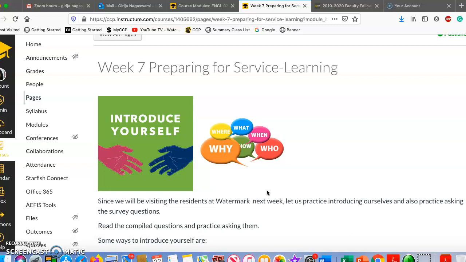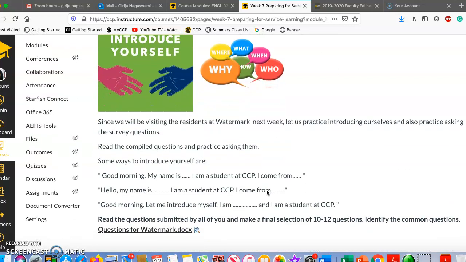Because our students were going to Watermark, a senior citizen facility near the college, and they were going to present on health related topics. So the way that we worked it out was my students went first and interviewed the residents there and asked them what topics they would like to hear about. They compiled questions and practiced asking them. And as you can see, we even practiced how to introduce yourselves. And then this class came up with questions to ask the senior residents.